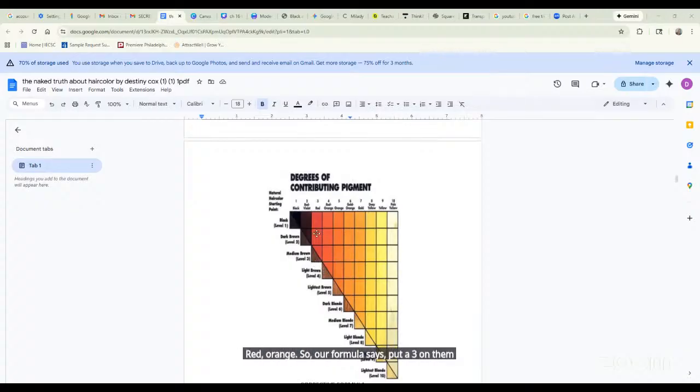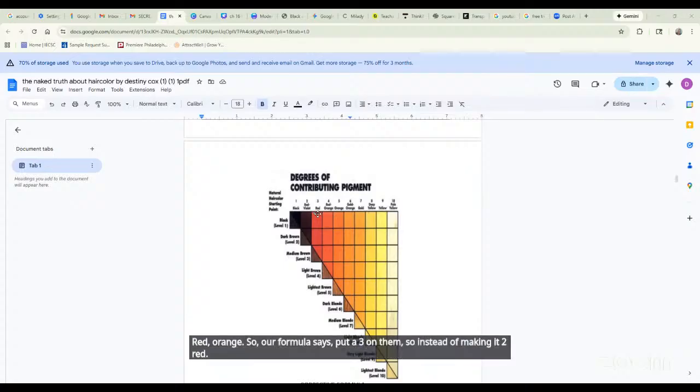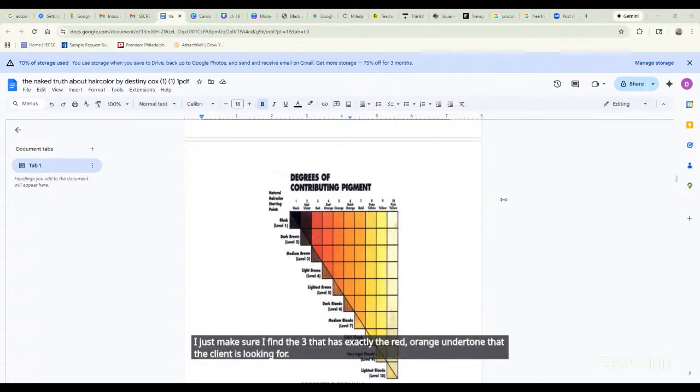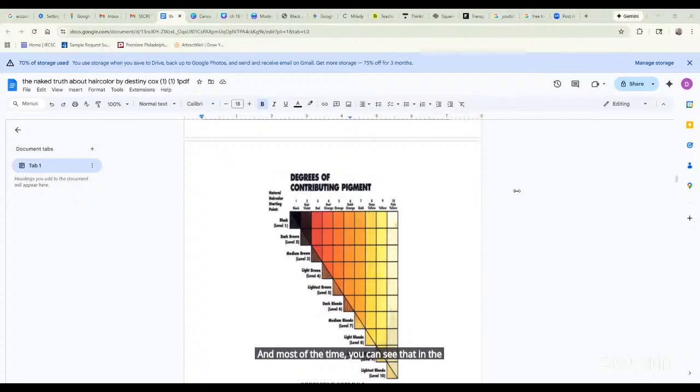So instead of making it 2 red, I just make sure I find the 3 that has exactly the red orange undertone that the client is looking for. And most of the time you can see that in the light when the light shines down on it. So 3RO is what I go get out of the cabinet, mix with my 20 volume H2O2, and let it process, following manufacturer's directions.